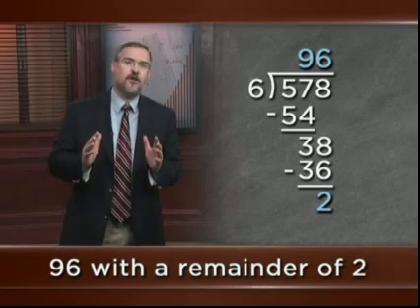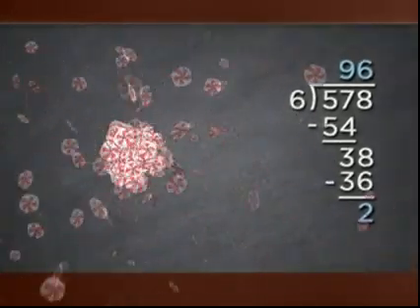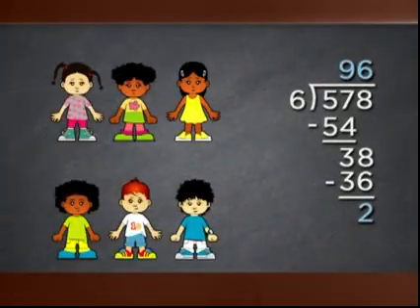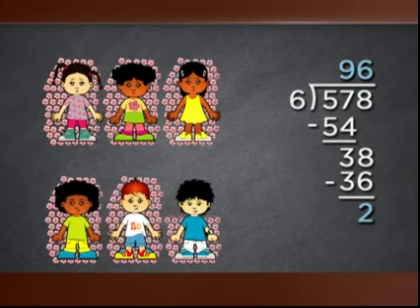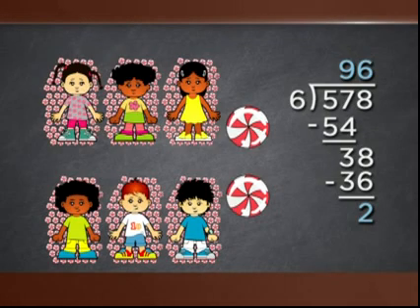If I had 578 identical pieces of hard candy, and I distributed them evenly to 6 children, then each child would receive exactly 96 pieces of candy. Okay? But then there's a little twist here. We would have 2 leftover pieces of candy. That's where that remainder comes into play.